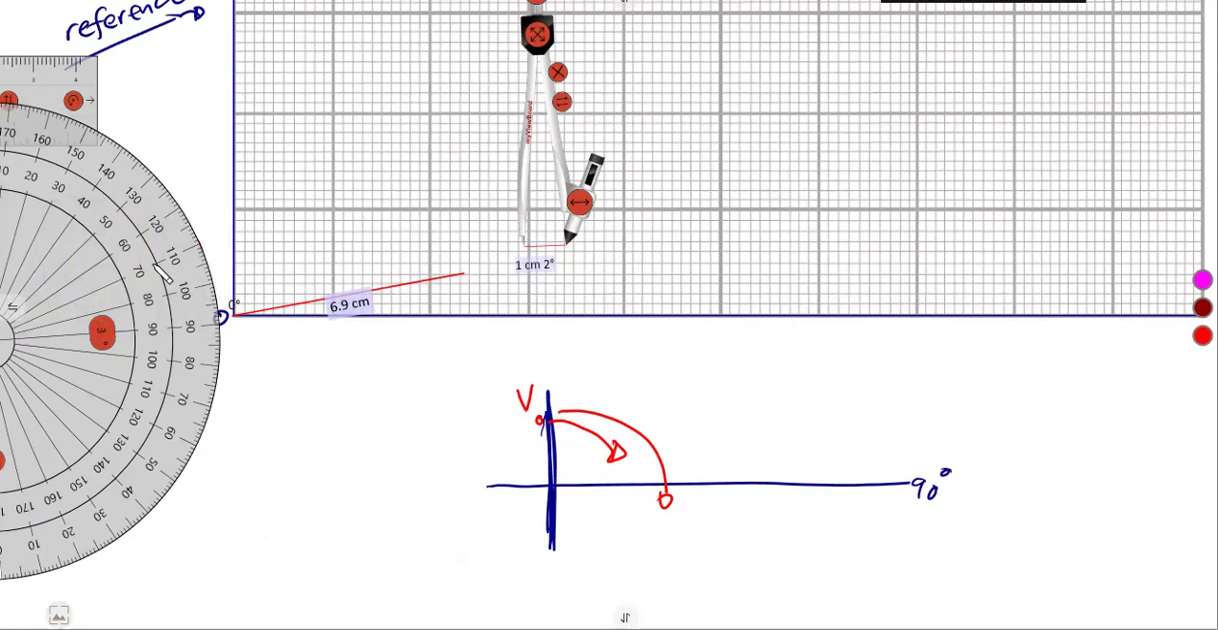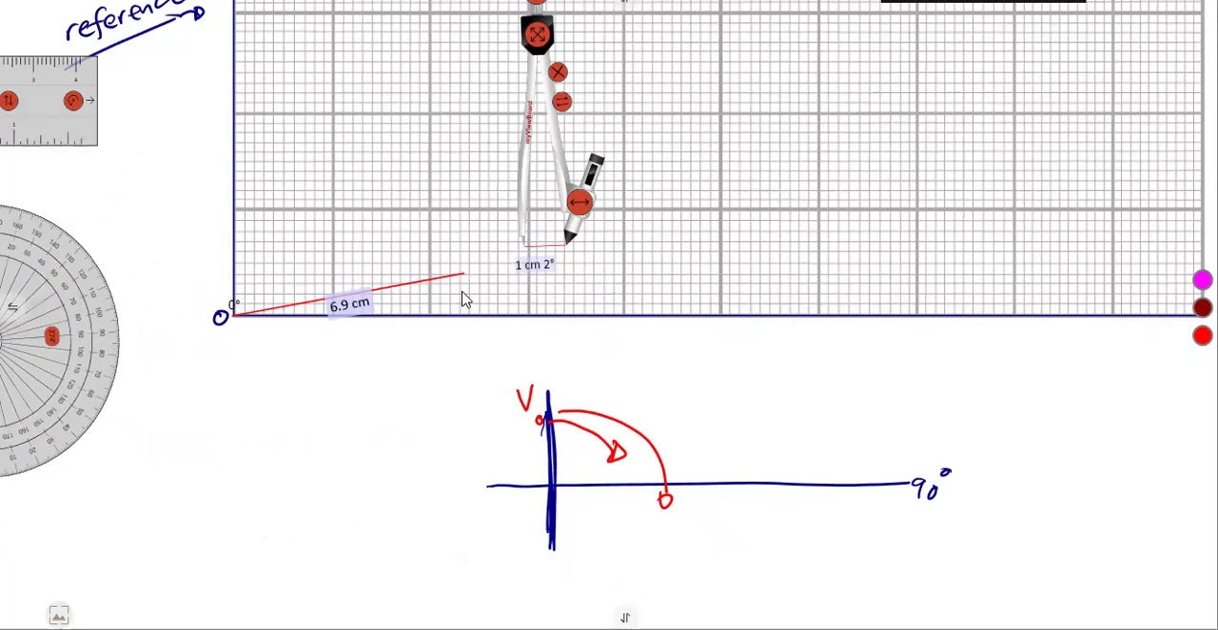You just mark the point, then you can draw the line from there. This is our 80 degrees, from here to here. This is 80 degrees, the 80.3 degrees that we're given there.